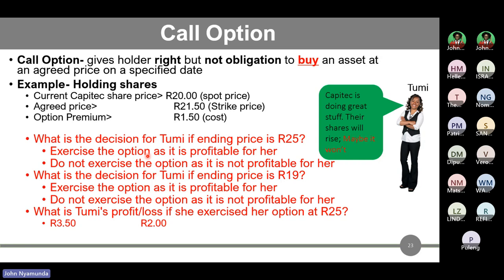Now, back to the two options: exercise or not exercise. Those are the only answers I'm expecting in the chat. If the ending price is 25, exercise or not exercise? Ladies and gentlemen, that's all you need to choose. Nothing more, no calculation needed. Remember, a call option is a right to buy at an agreed price. That's what we said here. And Tumi is holding a call option. Exercise or not exercise?